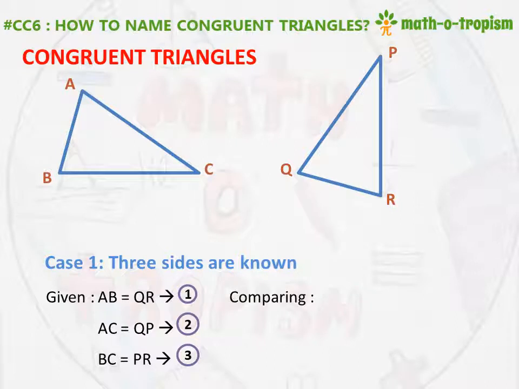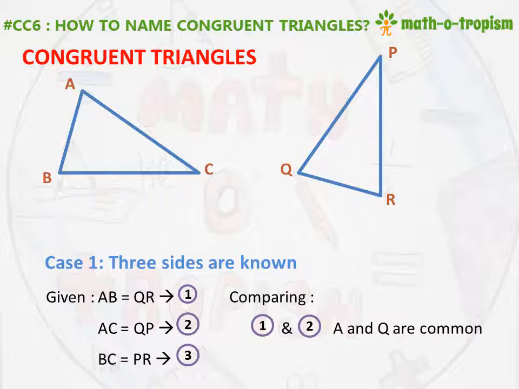So first we will take the first two equations 1 and 2, where we can see that A is common in the left hand side and Q is common in the right hand side. Similarly, if we take the second and the third equations, we can see that C is common in the left hand side and P is common in the right hand side.